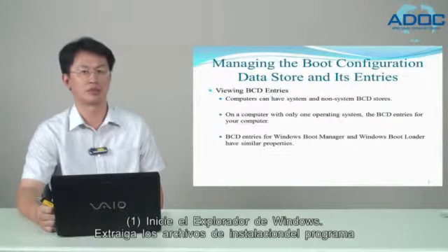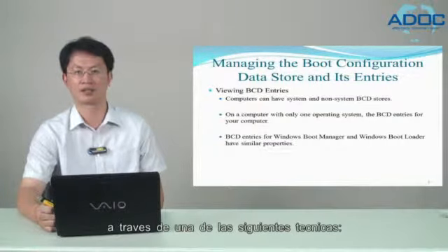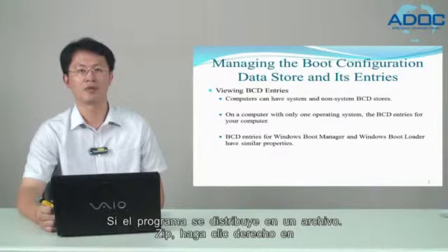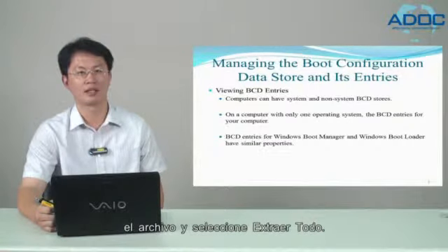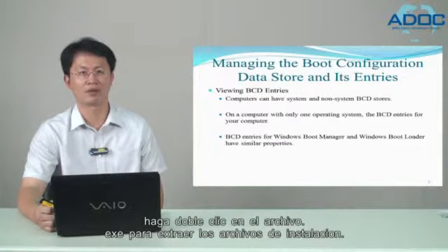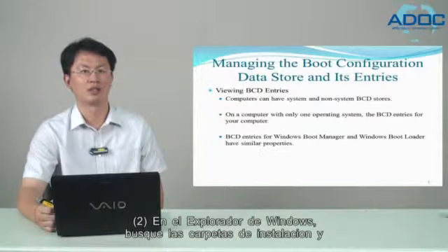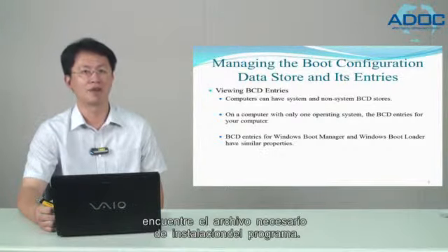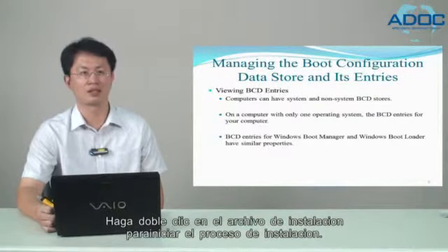First, start Windows Explorer. Extract the program's setup files using one of the following techniques. If the program is distributed in a zip file, right-click the files and select Extract All. If the program is distributed in a self-extracting executable file, double-click the exe file to extract the setup files. Second, in Windows Explorer, browse the setup folders and find the necessary setup program file. Double-click the setup file to start the installation process.